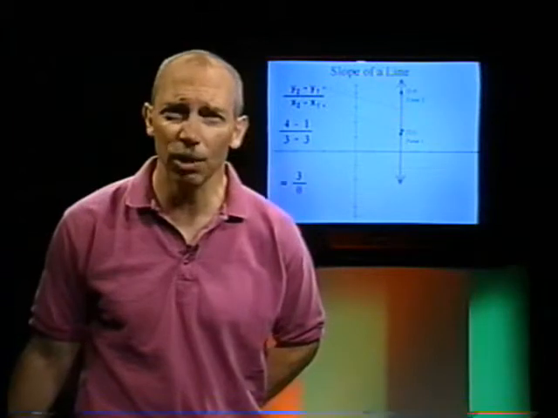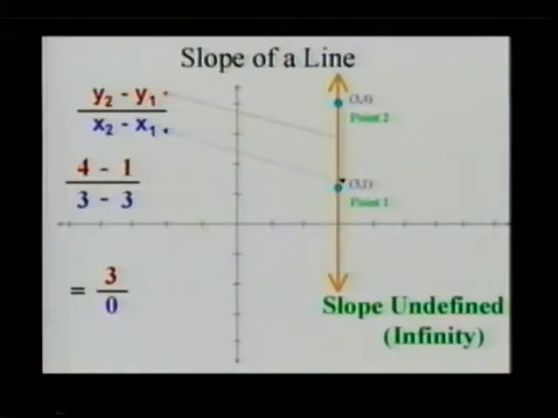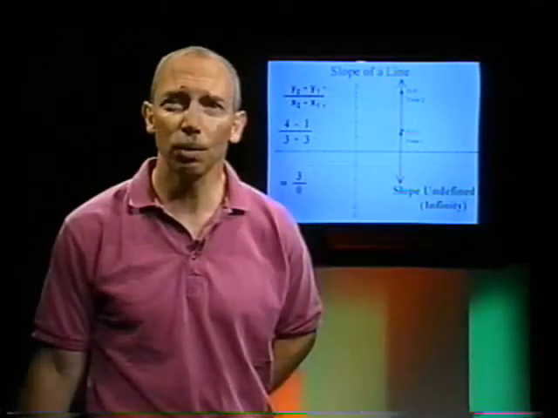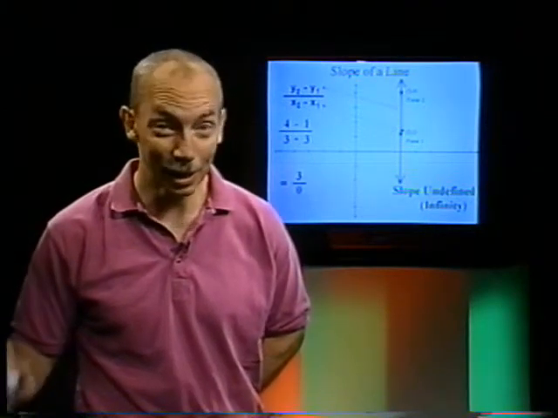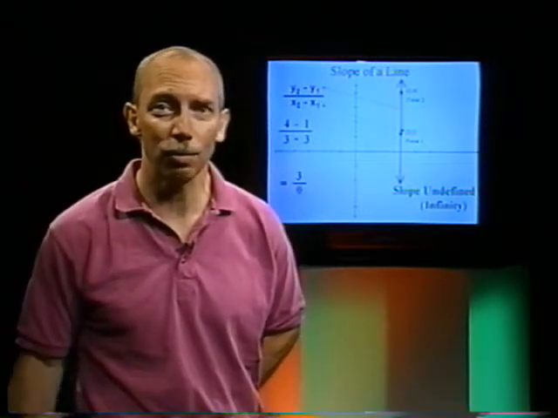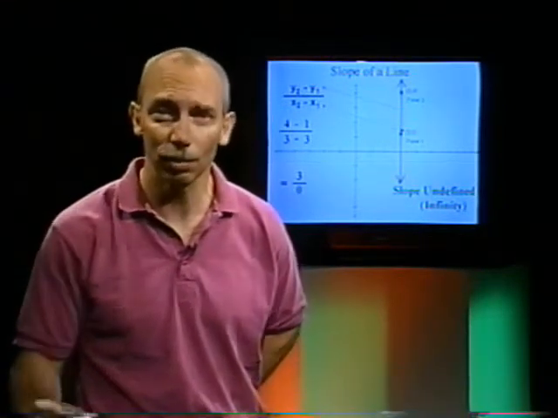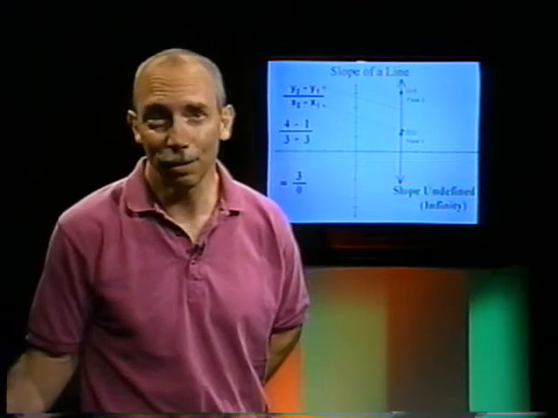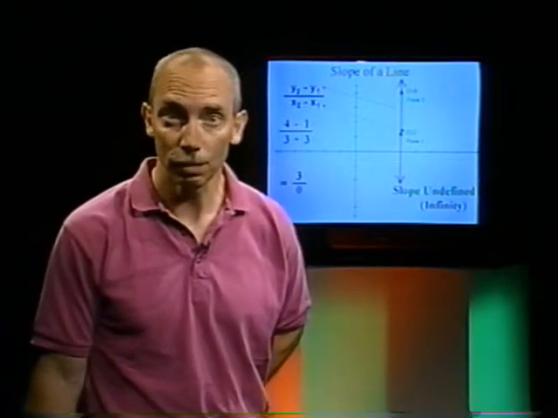Now, what is 3 over 0? What is anything over 0? Well, it's undefined. That's why a line that looks like this, a vertical line, has a slope that is undefined, because no matter what 2 points you pick, you would get some number over 0. And it actually makes sense if you think about it. If you tried to walk on that line, you would fall infinitely. So there's another reason why it has an undefined slope.